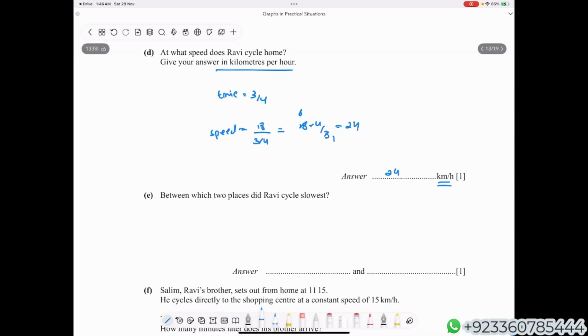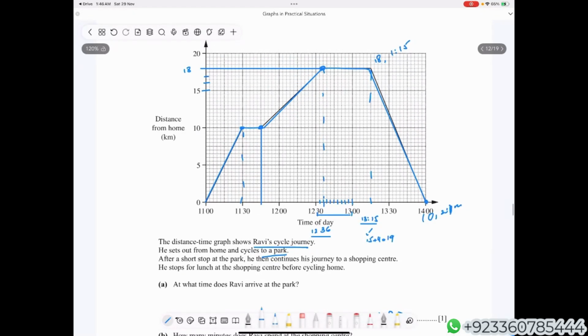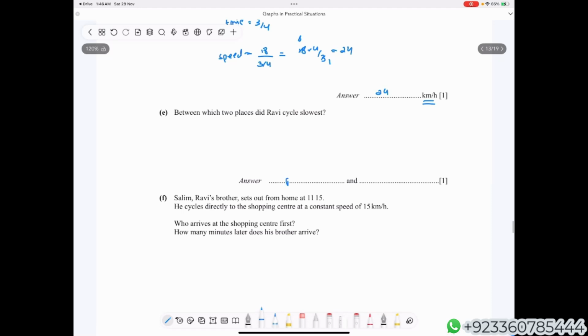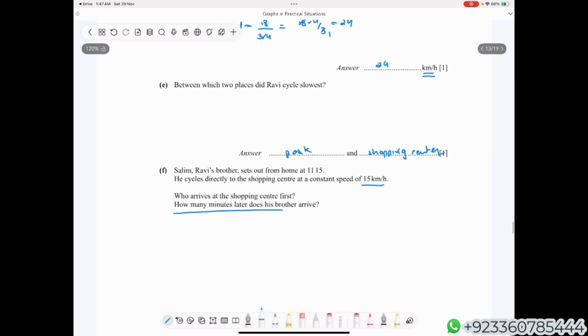Between which two places did Ravi cycle the slowest? The slowest is going to be when he has the flattest gradient. So it's between the park and the shopping center. Salim, Ravi's brother, sets out from home at 11:15. He cycles directly to the shopping center at a speed of 15 kilometers per hour. Who arrives at the shopping center first? How many minutes later does his brother arrive?